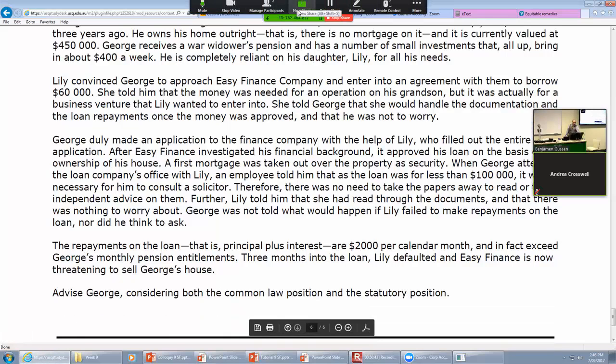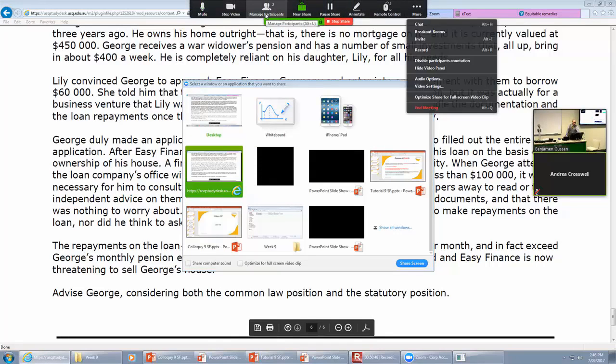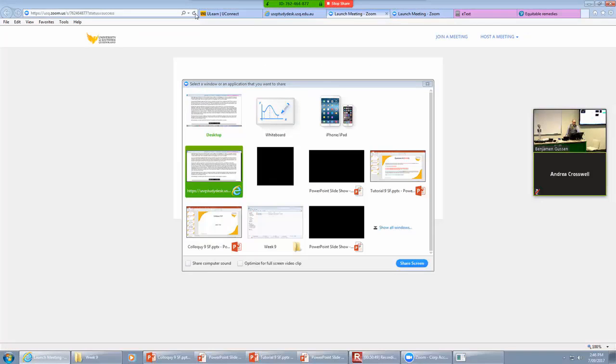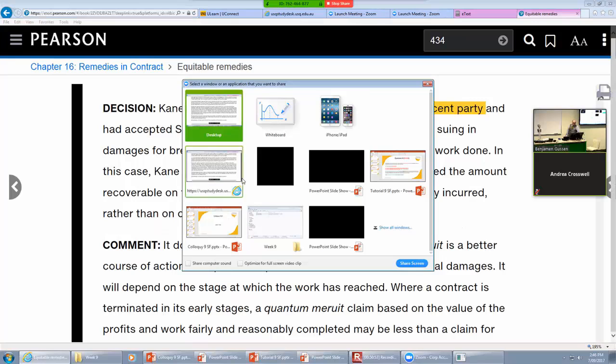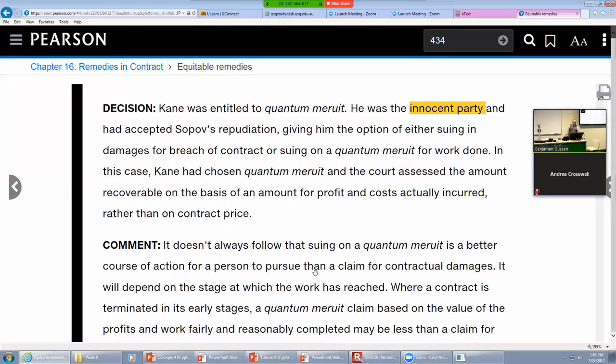All right. So let's just go back and continue. Okay. So they said, and had accepted Sopov's repudiation, giving him the option of either suing in damages for breach. Who's suing in damages for breach? The builder, Cain, or suing on a quantum meruit for work done. So the issue here was basically, which one should you go after? Should you go after the damages or should you go after the quantum meruit?